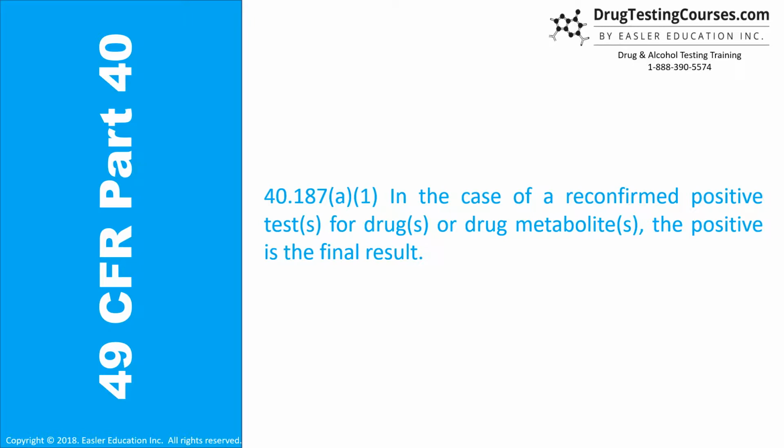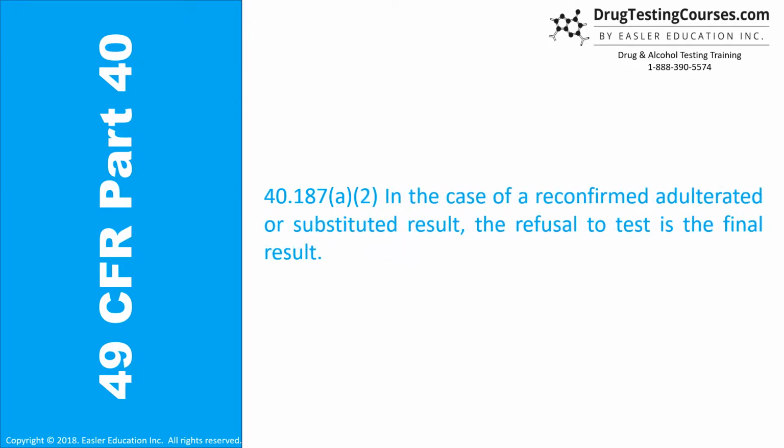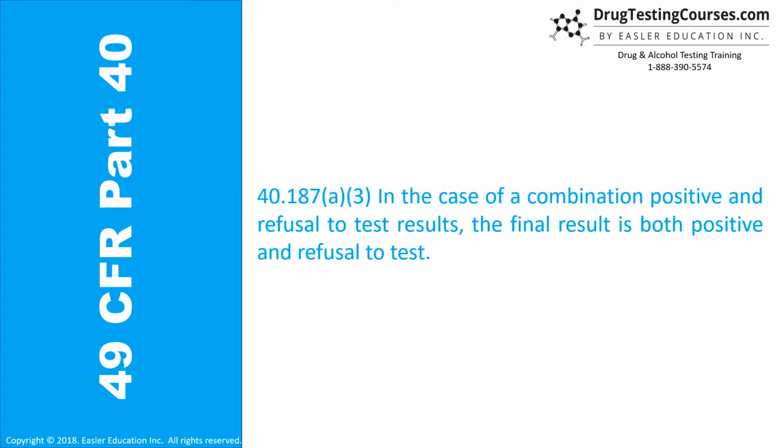40.187A1. In the case of a reconfirmed positive test for drug or drug metabolite, the positive is the final result. 40.187A2. In the case of a reconfirmed adulterated or substituted result, the refusal to test is the final result. 40.187A3. In the case of a combination positive and refusal to test results, the final result is both positive and refusal to test.